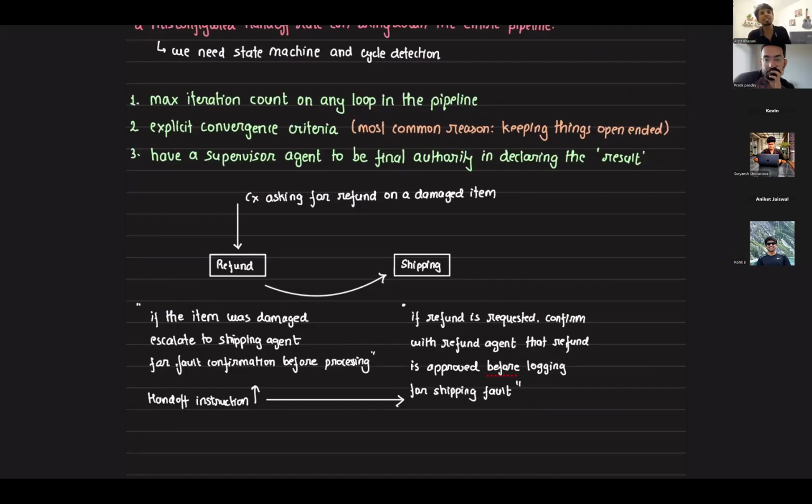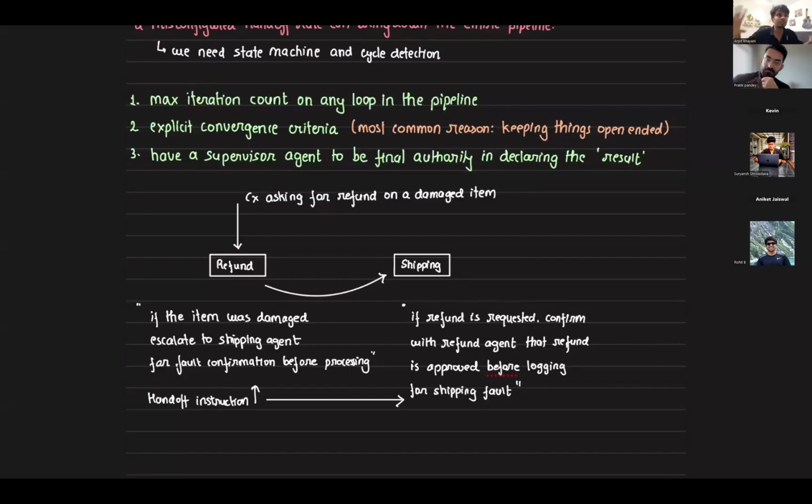And on the shipping agent, you wrote, if a refund is requested, confirm with the refund agent that the refund is approved. Because imagine the engineer in the team decided, if the refund is not approved, why do I even need to check? As a quick short circuit evaluation. And that would lead to what? So if a refund is requested, confirm with the refund agent that the refund is approved before logging the shipping fault.